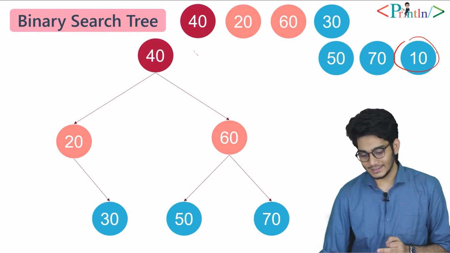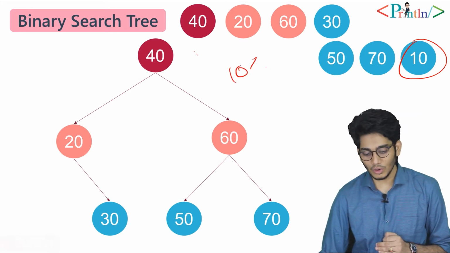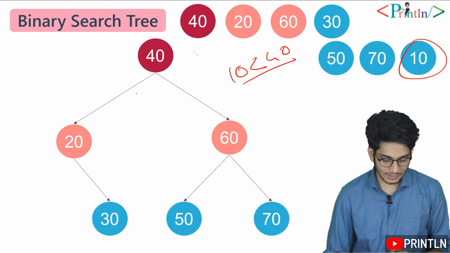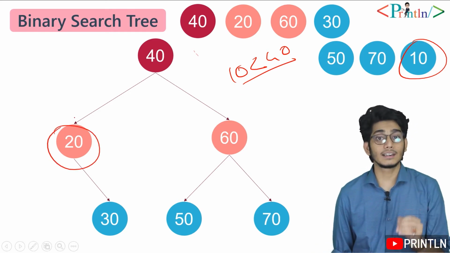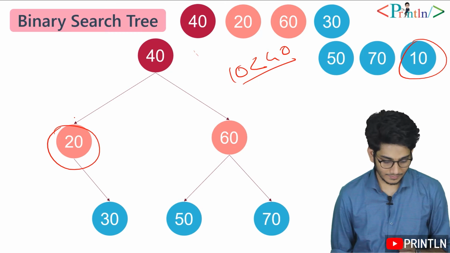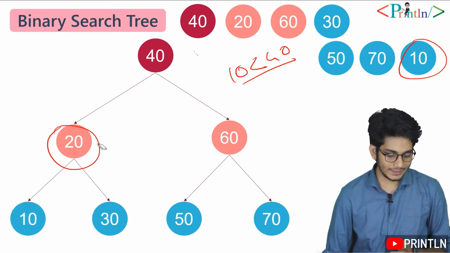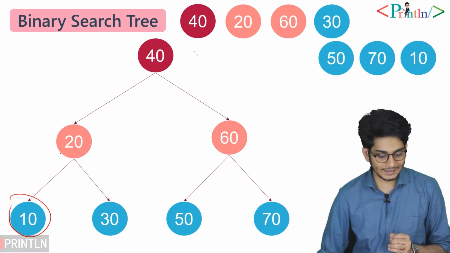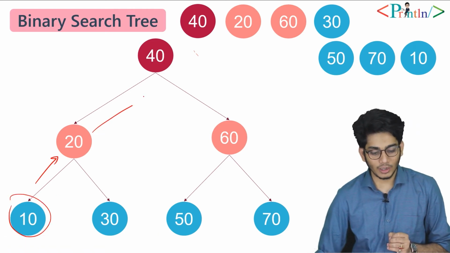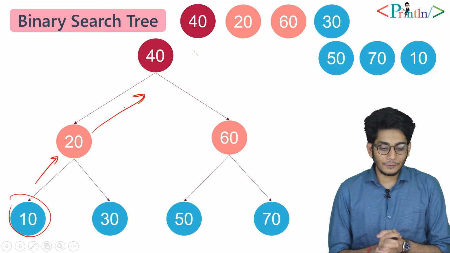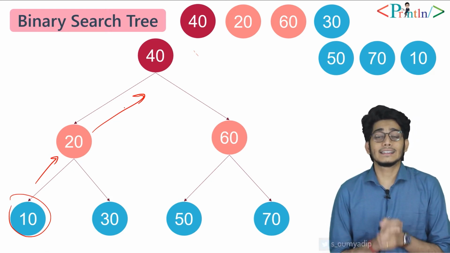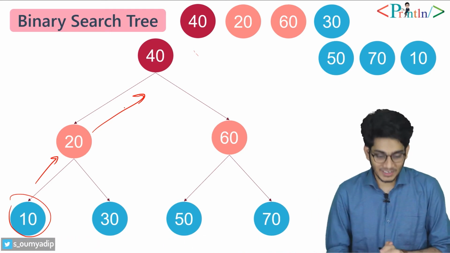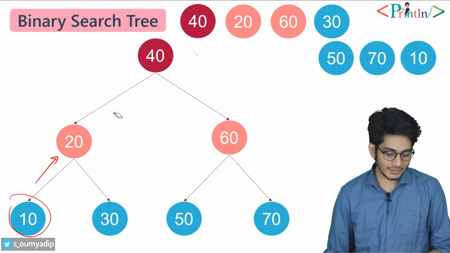Now at last, 10. So where will 10 go? 10 will go to the left of 40, then it will come here, then it will go to the left of 20. So you can see that we have inserted 10 at the left of 20 because 10 is less than 20 and also less than 40. So if you verify this tree, we can say that it's a perfect BST, or binary search tree. So I think this portion is clear. If you have any doubt, just write in the comment section.